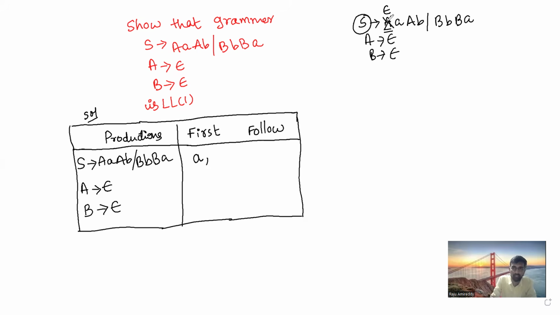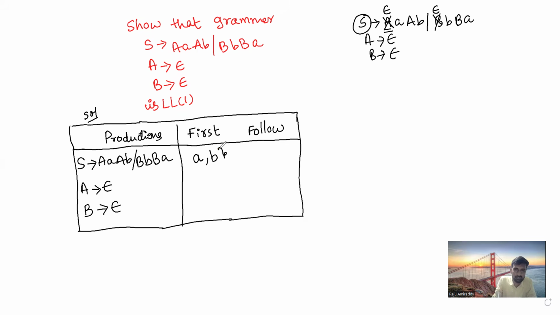First of S is capital A, and capital A's value is ε. We substitute ε there. Again, first of S is first of capital B. In place of capital B, again we have ε. So when you substitute ε in place of B, then first of B is small b. So this is the way we need to write the first.